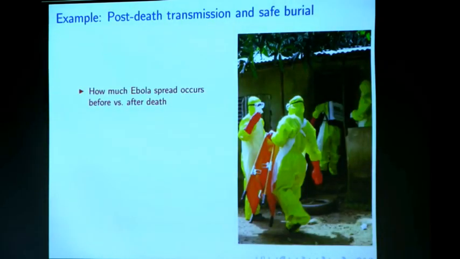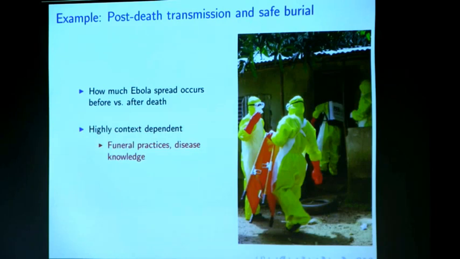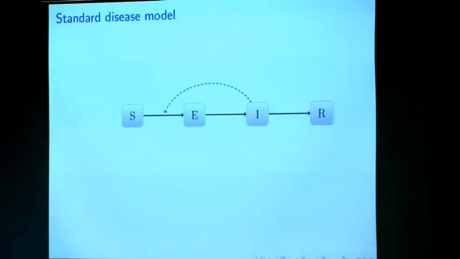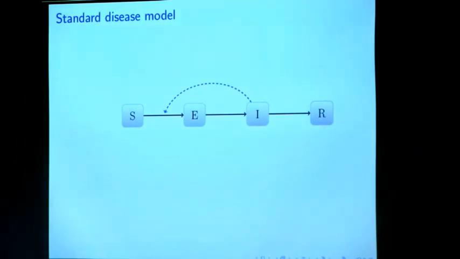So we applied this when we were thinking about the question of how much Ebola transmission occurred before versus after death. I don't know how many of you are familiar with this story, but one of the things that went on in the West African Ebola epidemic was funeral transmission. Big, elaborate funeral rituals that involved people handling the body and getting Ebola. And the question is how much transmission happens after death and how that is going to affect our estimates of what's going on.